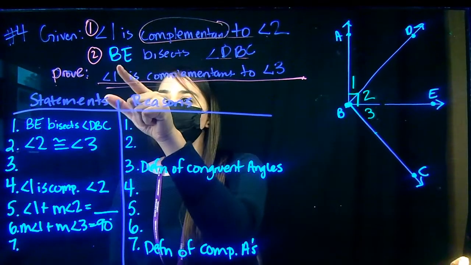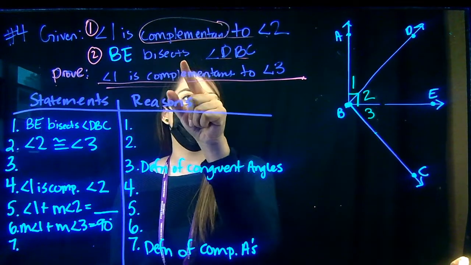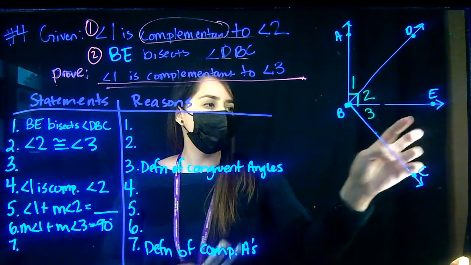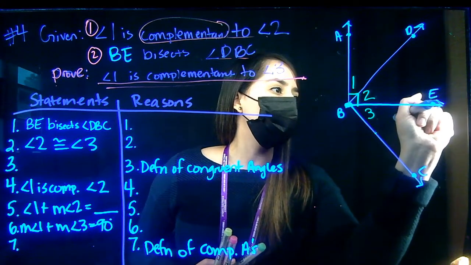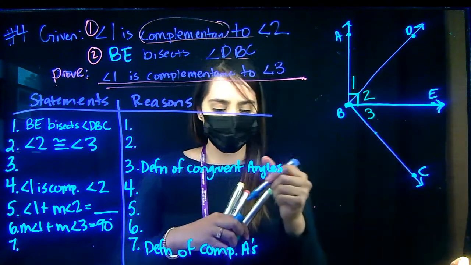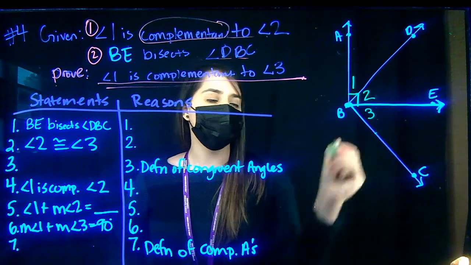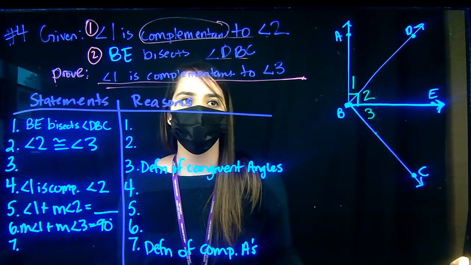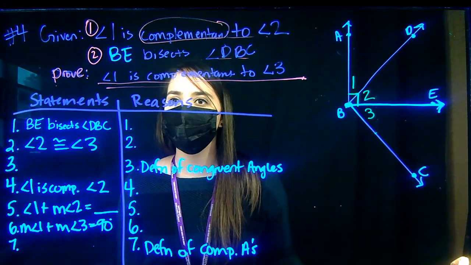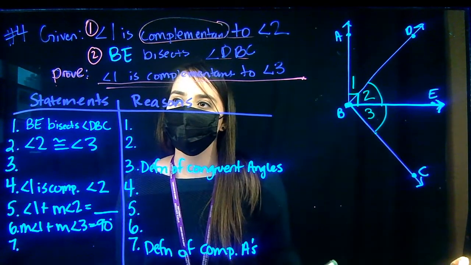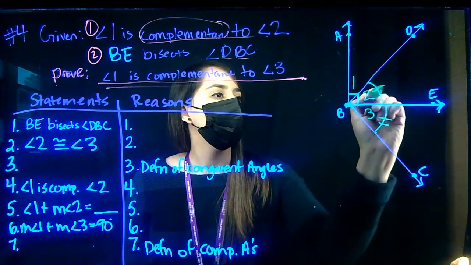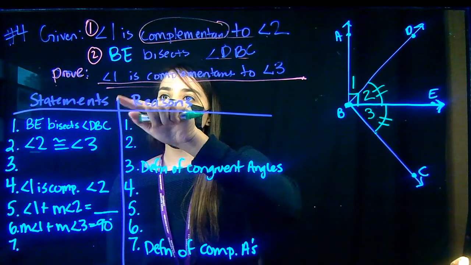Then you're also given this other fact. You're given that BE bisects DBC. So BE, this angle here, bisects DBC. So what does that mean if BE is the angle bisector? What does that mean in terms of angle 2 and angle 3? They're congruent. Thank you.